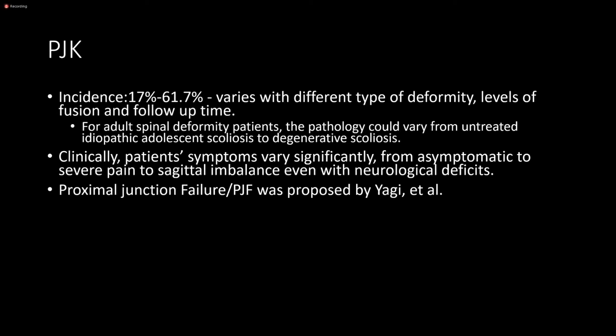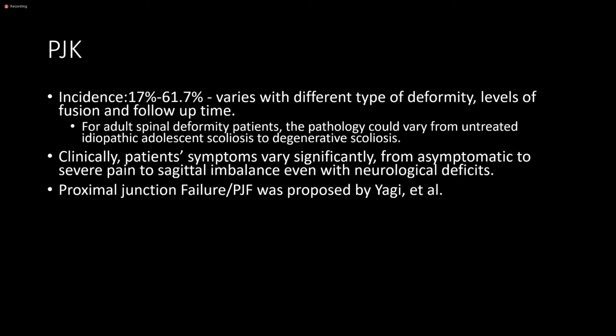Clinically, the patient's symptoms can vary dramatically. Some patients can be totally asymptomatic. They have no pain, no issue, and some patients may have pain at the junctional level. Some patients may complain of loss of sagittal balance. They were able to obtain horizontal gaze, but since this pain started, they cannot get the horizontal gaze anymore. And on the most severe side, the patient may have neurological deficit or spinal cord injury.